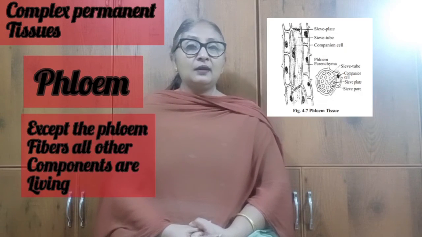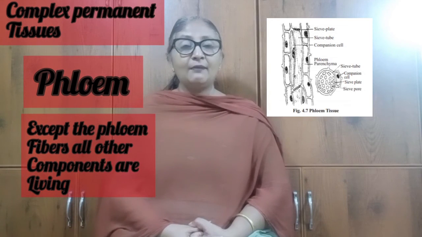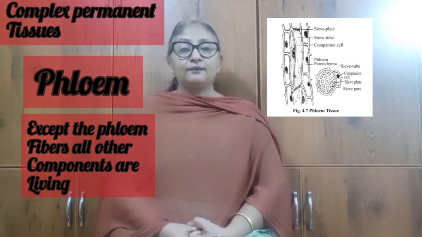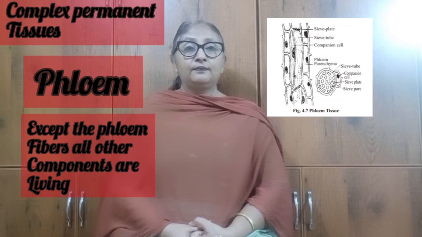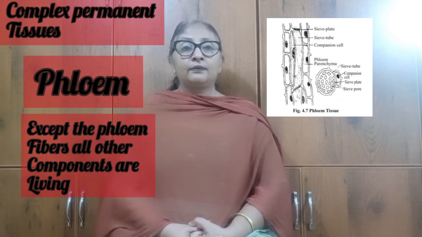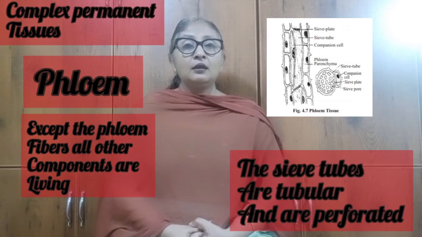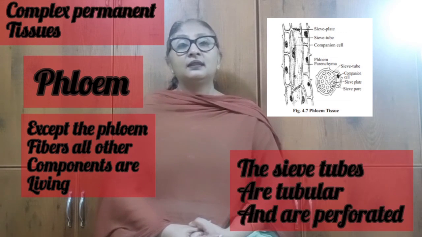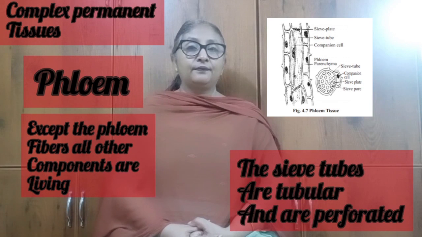Now phloem, the 4 components are companion cells, sieve tubes, phloem parenchyma and fibers. Except the fibers, all are living cells. The sieve tubes are tubular and they are perforated.